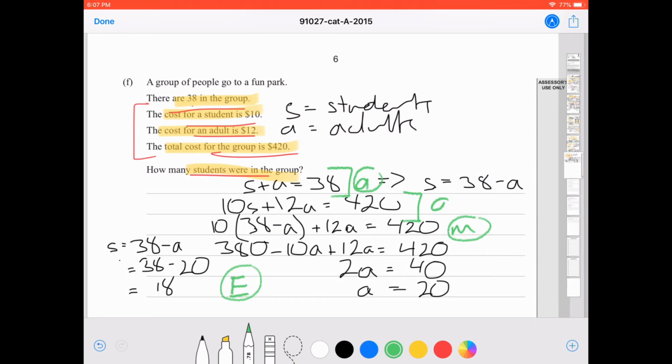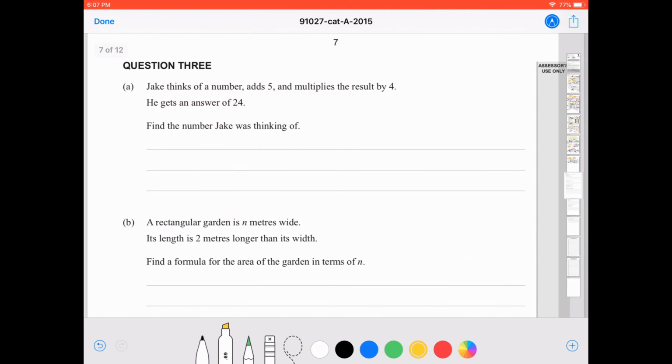And so question 3a, Jake thinks of a number, adds 5 and multiplies the result by 4. He gets an answer of 24. Find the number Jake was thinking of. Well, we need to decide on a variable for our unknown number. Let's just use x. And so the first piece of information, Jake thinks of a number, adds 5. So we've got x plus 5.